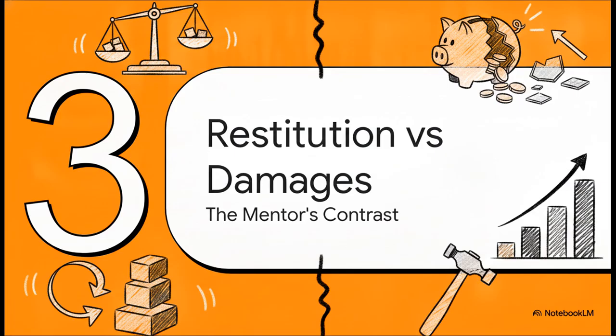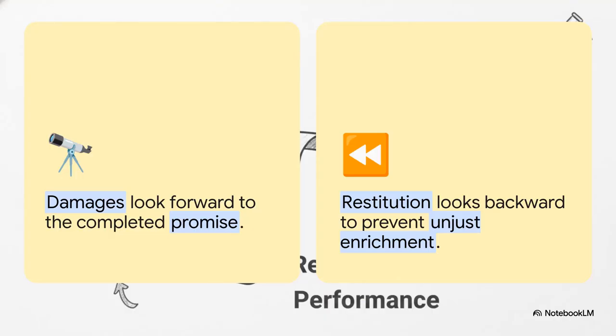All right, on to section 3, restitution versus damages. This is one of the most confusing areas for law students, so we're going to perfectly contrast the two. I want you to literally split your brain into 2 different timelines here. On the left side, damages look forward. You're looking ahead to the finished promise, like a fully built house, and you're calculating the money needed to get you to that finish line. But on the right side, restitution looks backward. You are basically pretending the contract never even happened, and you just want a refund to prevent the other guy from keeping your money unfairly. The law calls this preventing unjust enrichment.